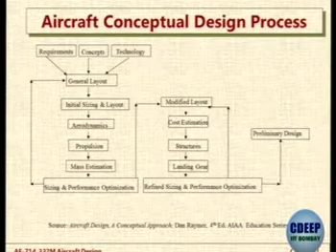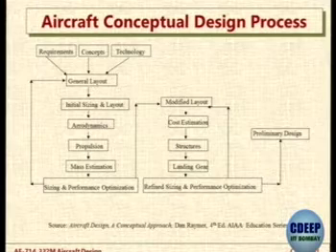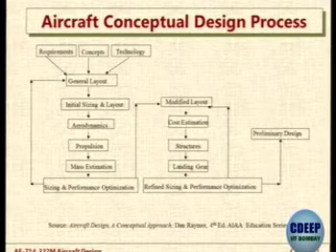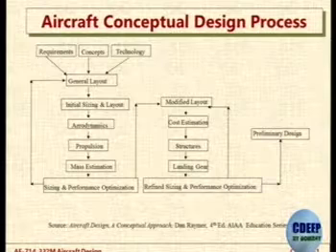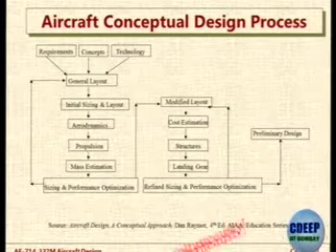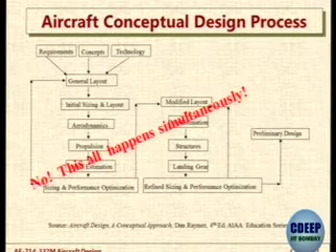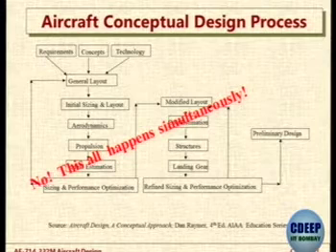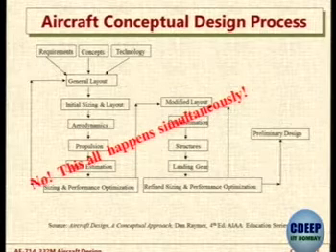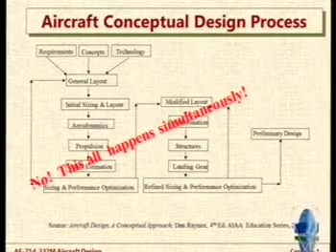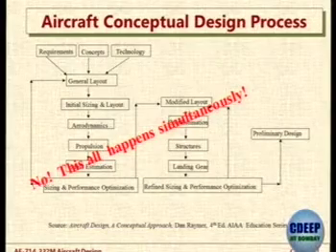Okay. Then Raymer says it goes to aerodynamics. After that, it goes to propulsion. Then it goes to mass estimation, etc. And then there are some iterations, etc. But this is old technology. It doesn't happen like this anymore. Today we have what is called concurrent engineering, or what is called a multidisciplinary approach, in which all happens at the same time. So if you see something in a textbook, first look at the year of publication.